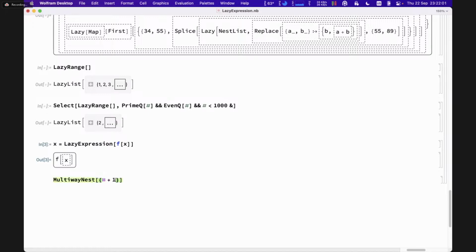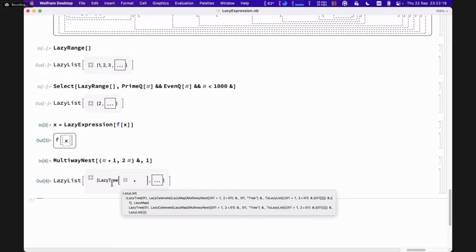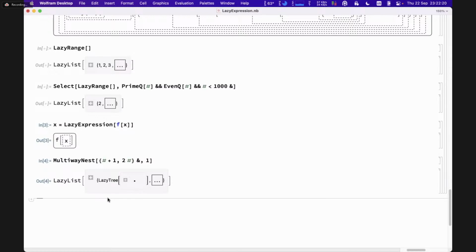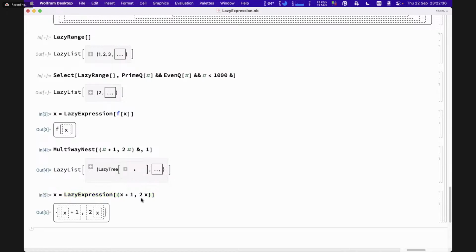Yes, but multi-way nest, you could write multi-way nest, if you wanted to write it as a self-referential equation, you could. What multi-way nest does, right? Multi-way nest is just x equals list f of x comma g of x, for example. Am I right? Well, in this case, you'd say x equals list x plus 1, 2x. Right? That's what that is, if I'm not mistaken. Correct?